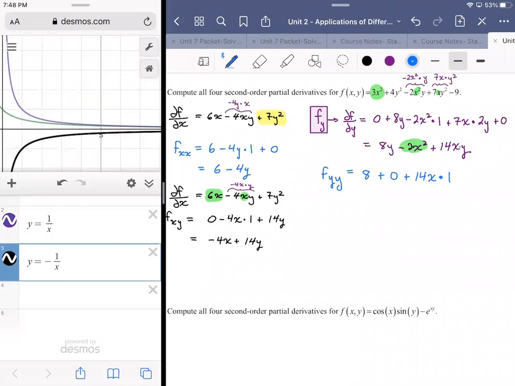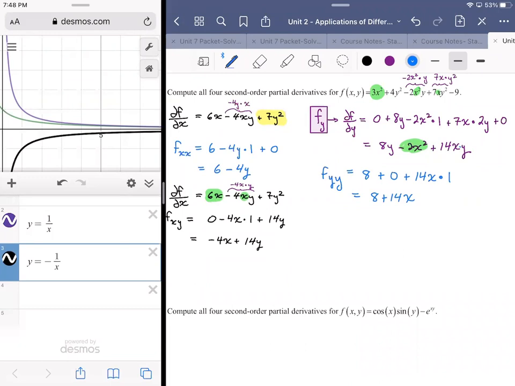and figure out where you screwed up. Because I messed something up. Oh, no, I don't think I did. I was thinking of something else. 8 plus 14x. All right. For 1 second there, I thought I was on the mixed partial. I was like, why is this not the same?